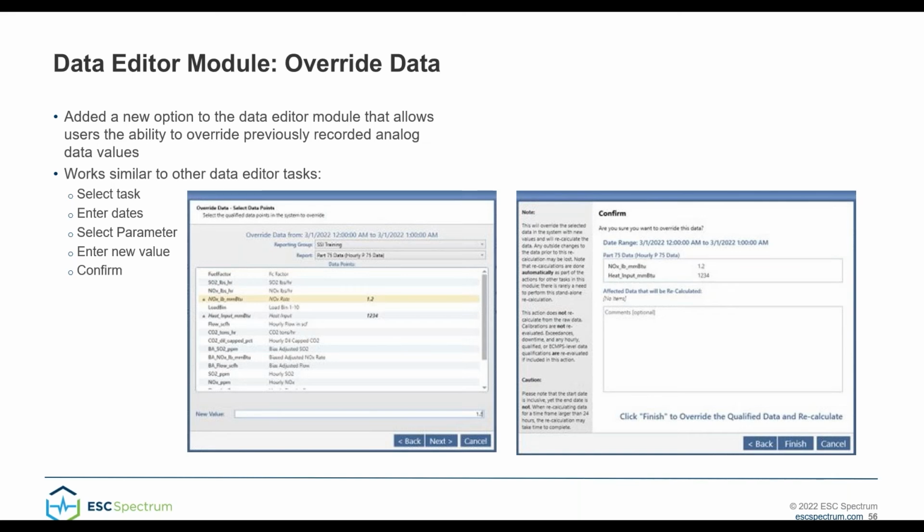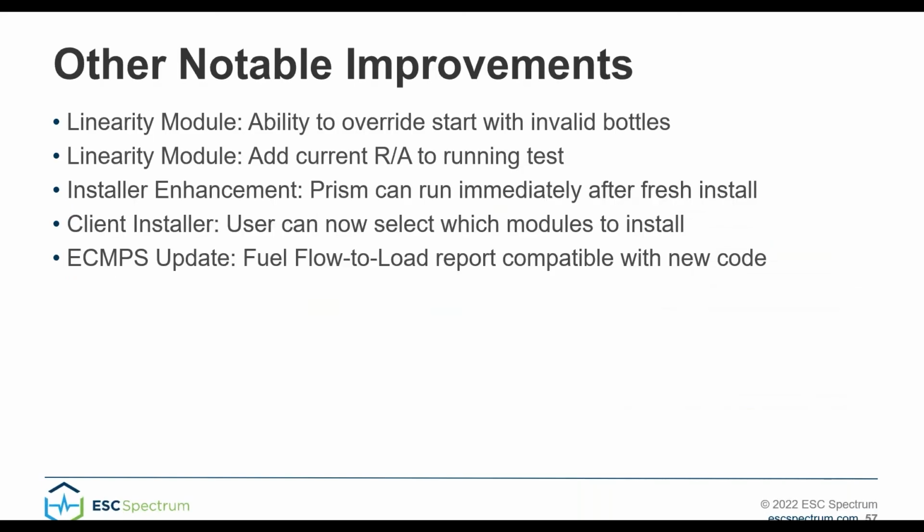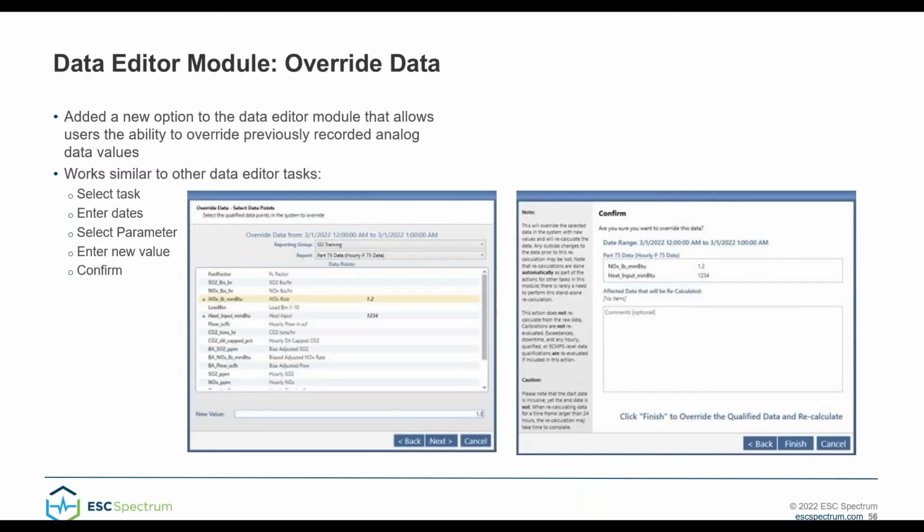The workflow for that is similar to overriding a digital input. So you basically select the new task, enter your dates, select the parameter, the new value, and then confirm. That will override that data. And just as with the other data editor options, that will essentially handle all the recalcs for you, recalculating based on all the dependencies what that new data is going to be with what has been overridden.